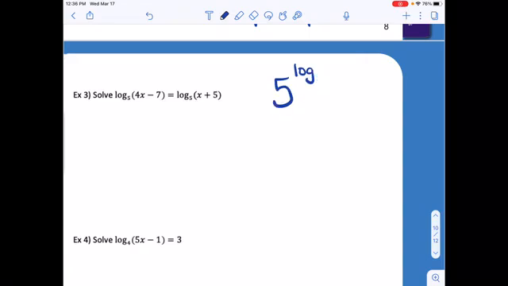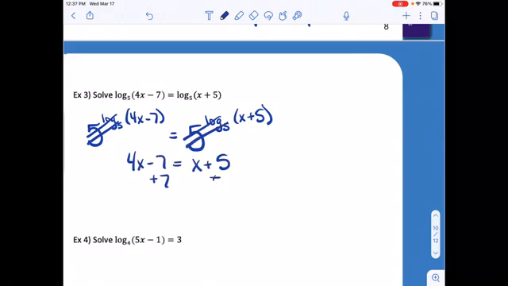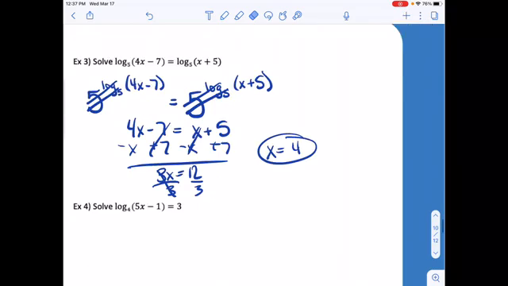They become 1, okay? So to cancel these out, I'm going to say 5 to the log base 5 of 4x minus 7 is equal to, we have to do the same thing on the other side, 5 to the log base 5 of x plus 5. Notice, because I put a 5 on the left side, I also had to do it on the right side, and it's super helpful here because both of these cancel out, and then I'm literally just left with an equation to solve. Oh, sorry, x is not equal to 14, x is equal to 4. Got ahead of myself. Okay?